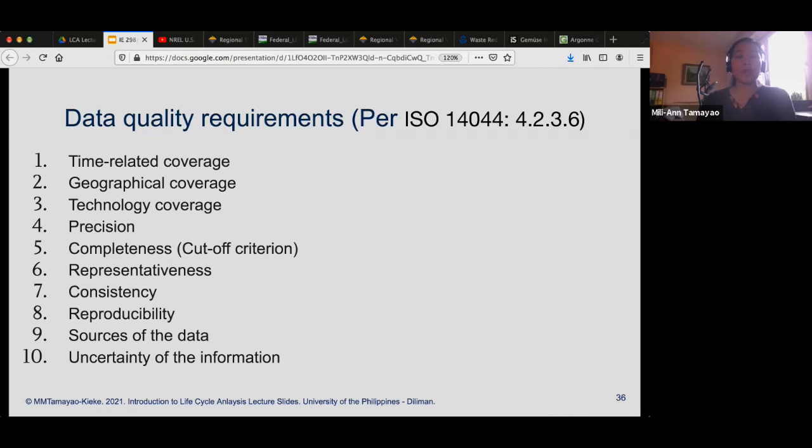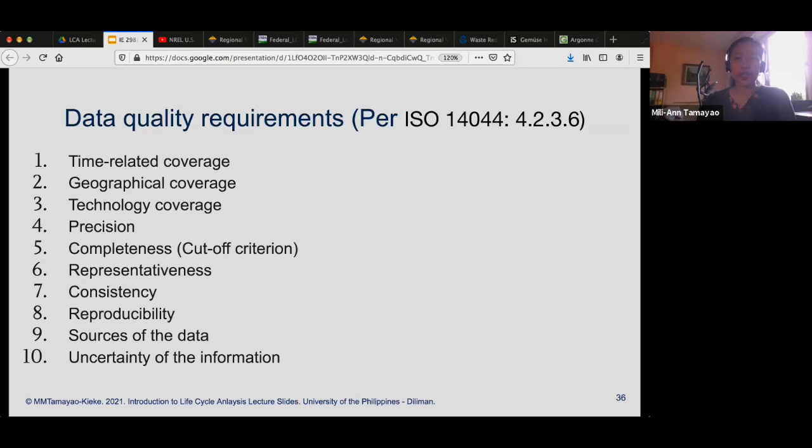There are 10 things that you could take into consideration per ISO 14044 section 4.2.3.6. You have time-related coverage, which is basically the age of the data and the minimum length of time over which the data should be collected. You have geographical coverage, the geographical area for which the data for a unit process should be collected to satisfy the goal of the study. And then you have technology coverage, the specific technology or technology mix.